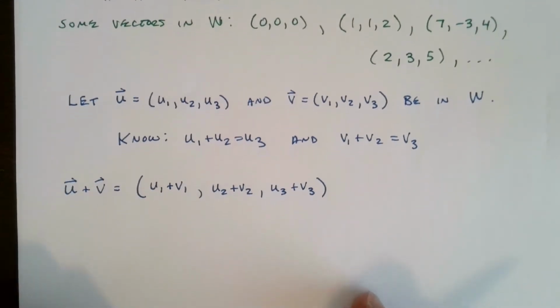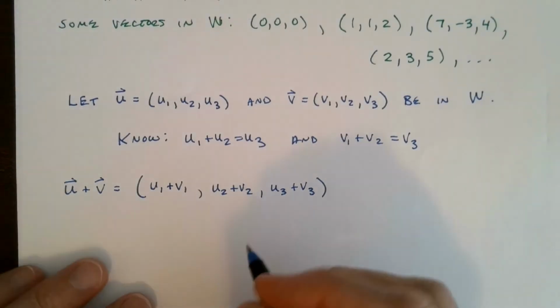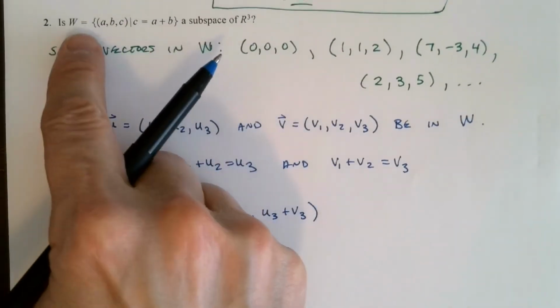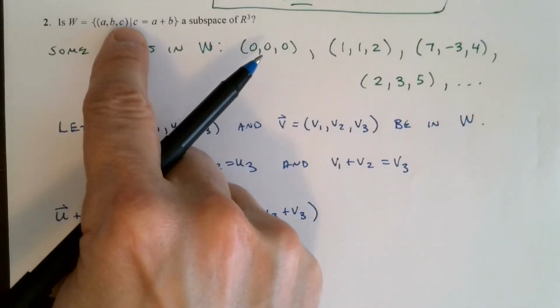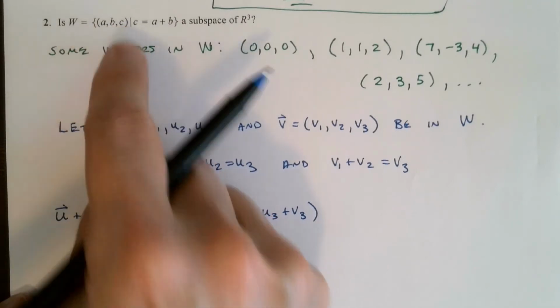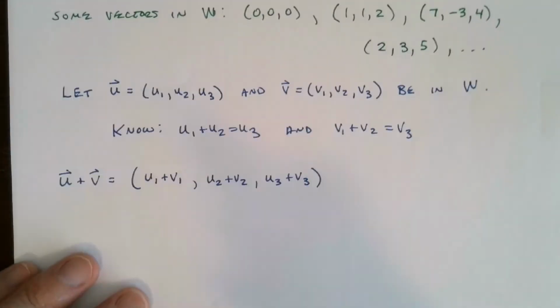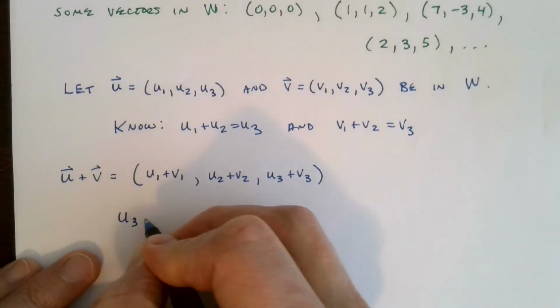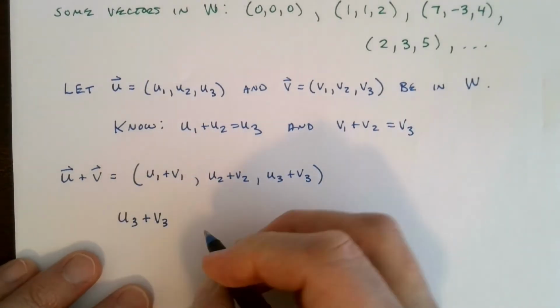And this is the tricky part that I want you to be able to show. I want you to show support. I just don't want you to say yes or no or I don't know and not give any support one way or the other. And here's how you're going to do it. In order for this vector here to be in the set W, what has to be true? The last component must be equal to the sum of the other two. Well, let's see if we can get that. I'm going to start with the last component, U3 plus V3.